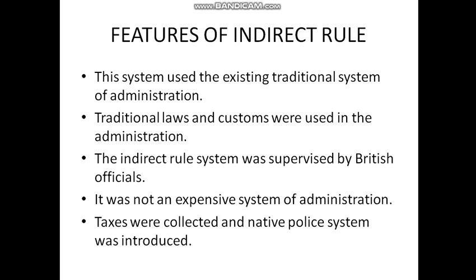It was not an expensive system of administration. Those traditional rulers were not actually paid. They were paid in peanuts, money that was not much. So it is the cheapest system of administration so far.